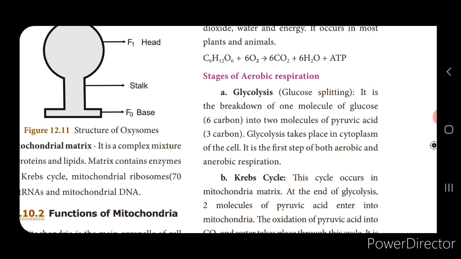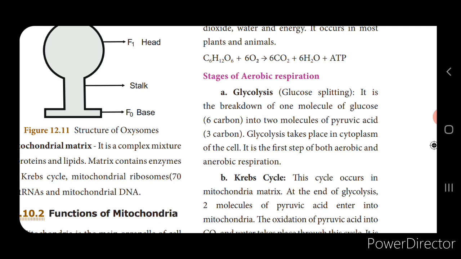There are two types of respiration. The first one is called aerobic respiration and the next one is anaerobic respiration. Now let's see what is aerobic respiration. Aerobic respiration is one which takes place in the presence of oxygen. It needs oxygen. With the help of oxygen, the food is converted into carbon dioxide, water and energy. So that type of respiration in which oxygen is utilized is called aerobic respiration and it takes place in most of the plants and animals.